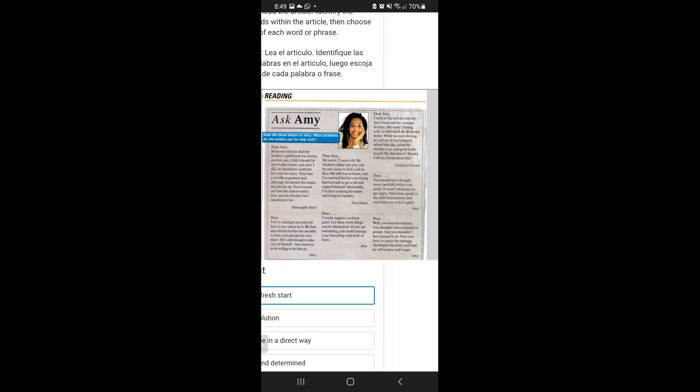Dear, you should have thought more carefully before you acted. It was necessary to get angry. Next time, speak to the child immediately and let him know not to do it again. Dear, well, you learned a lesson. You shouldn't have listened to gossip, and you shouldn't have passed it on. Now you have to repair the damage, apologize sincerely, and hope he will forgive and forget. Thank you. Thank you too.